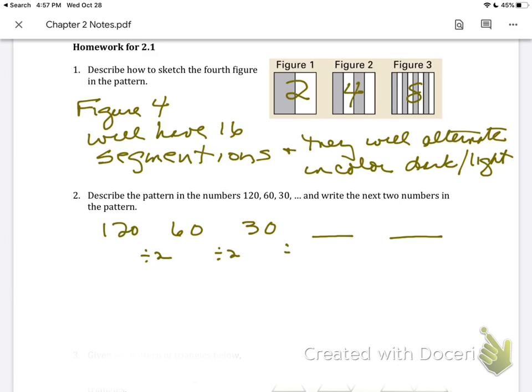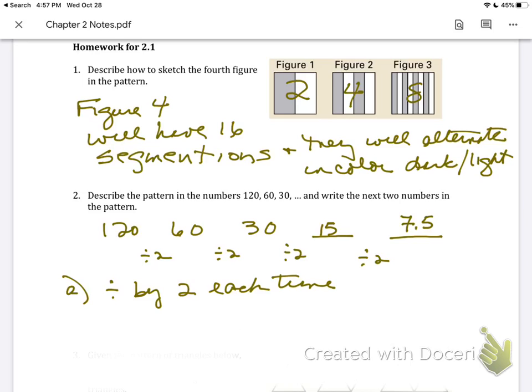So now I'm going to divide 30 by 2, and I get 15, and divide 15 by 2, and I'm going to get either 15 over 2 or 7.5. So describing the pattern, I would say that the pattern is divide by 2 each time, and write the next 2 numbers, and I've done that. So make sure with these that you answer all the questions.